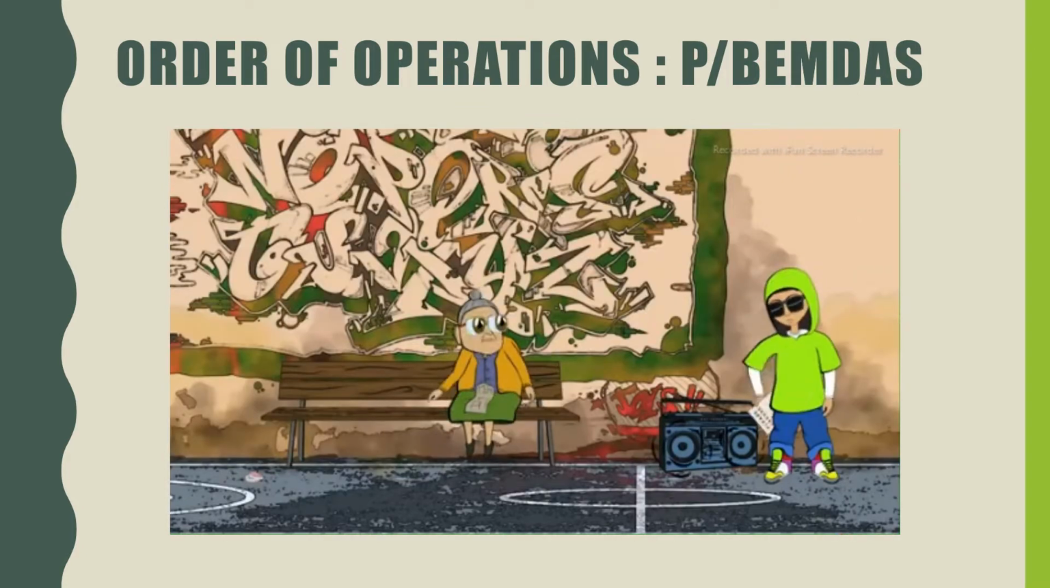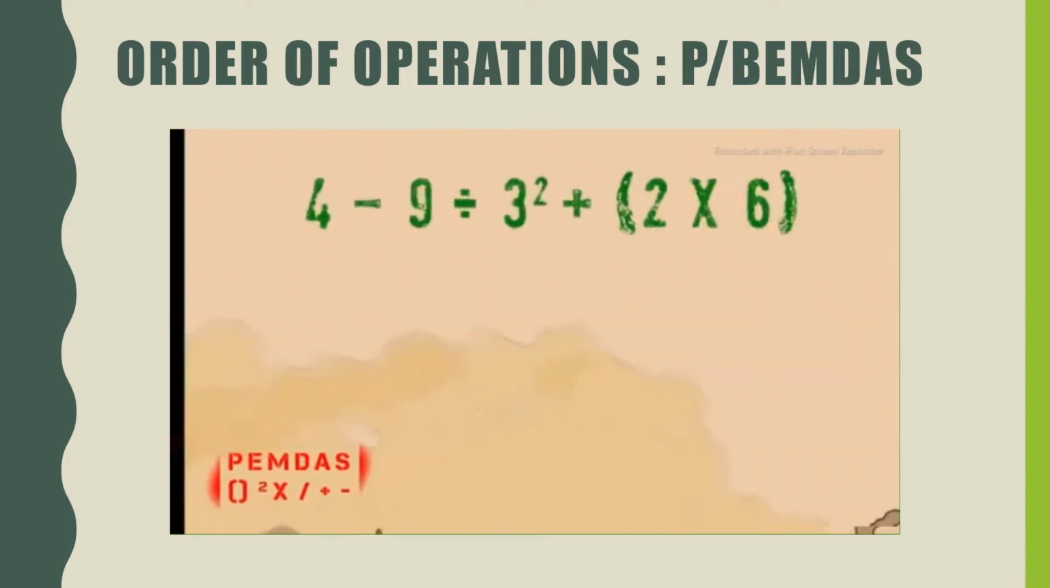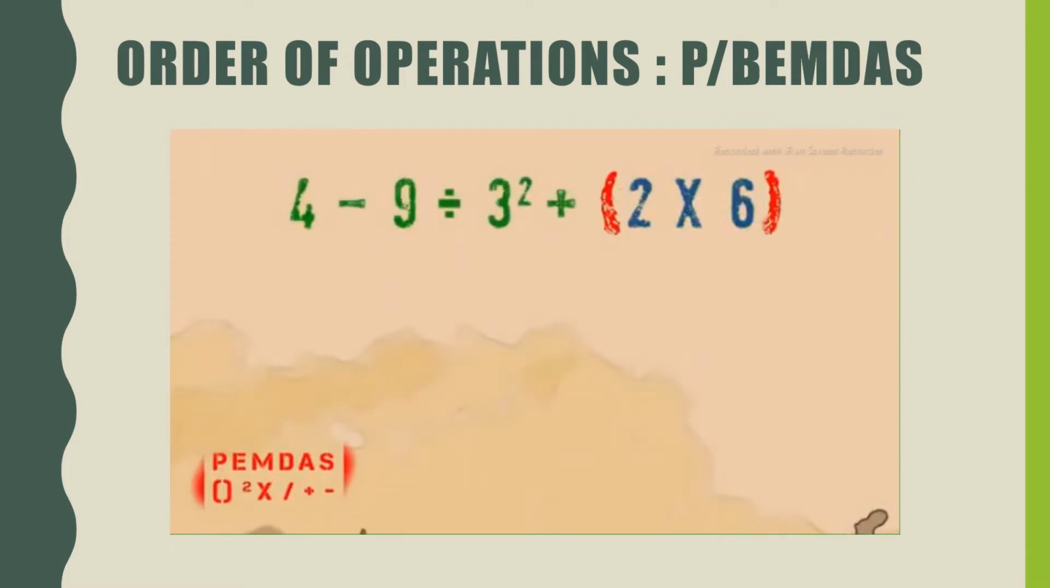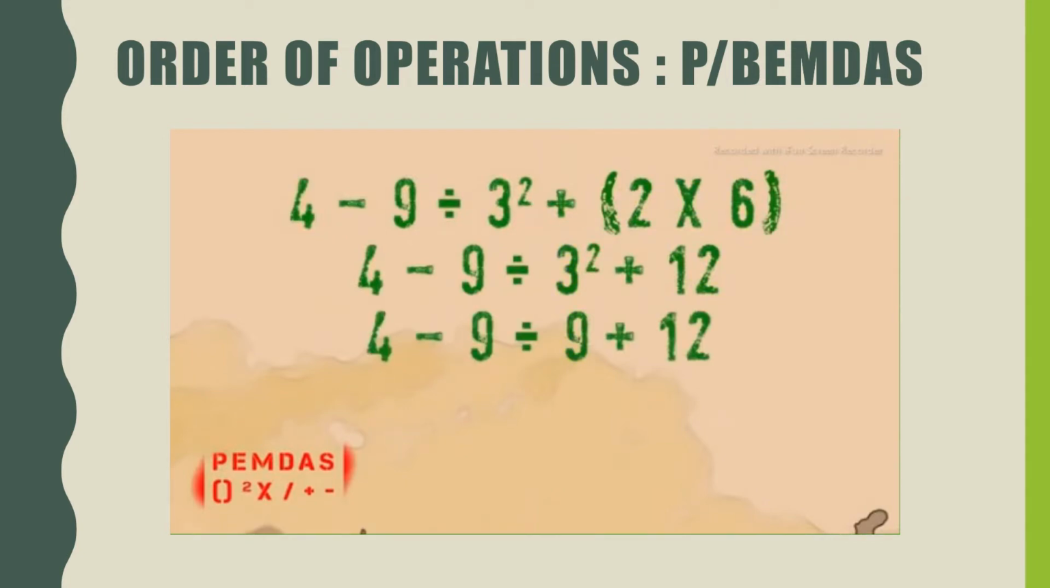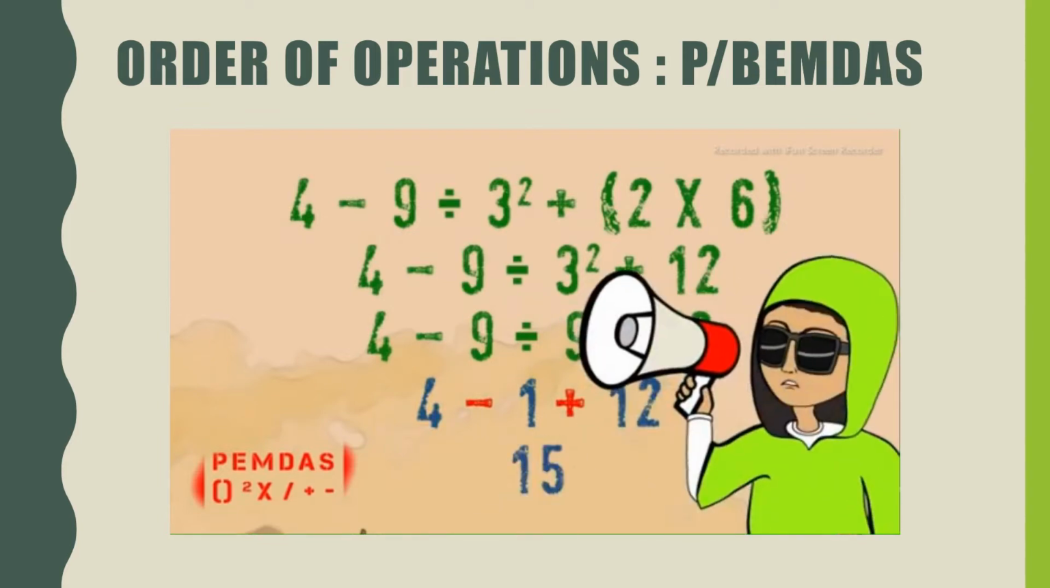Parentheses first, 2 times 6, the product's 12, put it back in the mix. Exponents next, 3 squared is 9, when you know the tricks it don't take much time. Now we divide or multiply, let's see what we got, take a look at the signs. 9 divided by 9 is 1, the answer's close man, we're almost done. 4 minus 1 has a difference of 3, when we add the 12, we get 15!